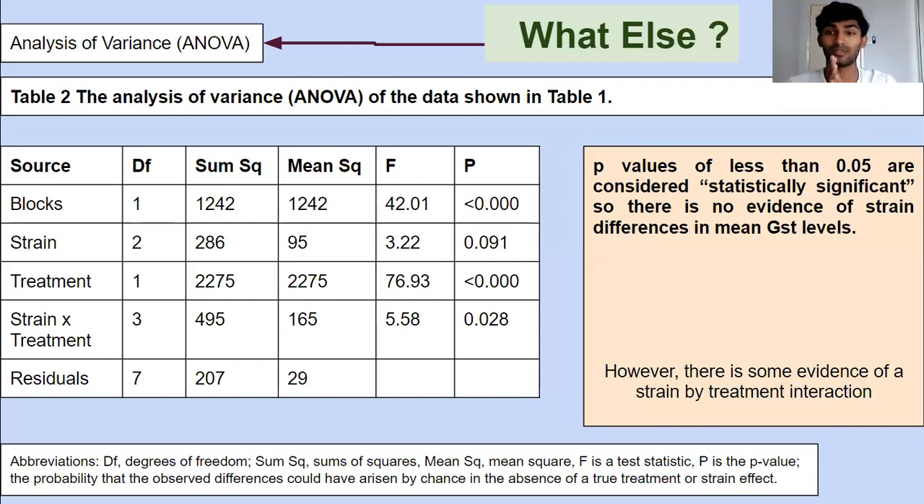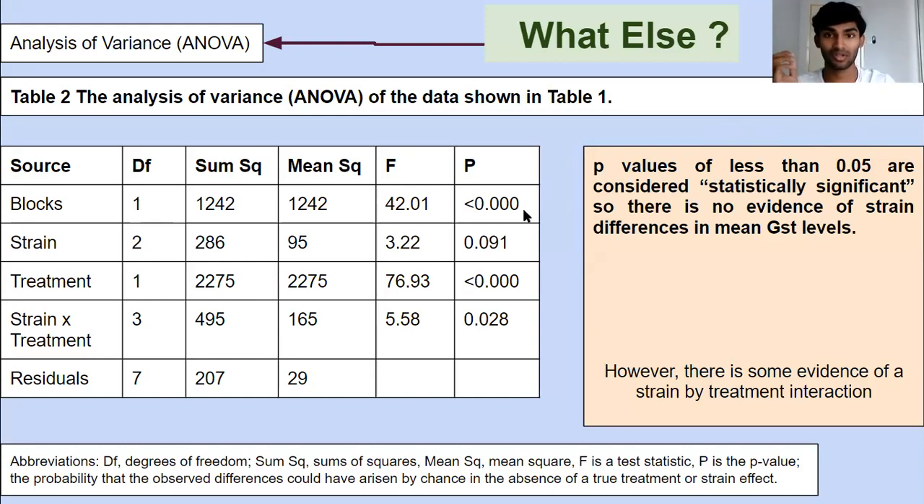We know that p-values of less than 0.05 are considered statistically significant, so there is no evidence of strain differences in mean GST levels. However, there is some evidence of a strain by treatment interaction. So if we look at table 2 here, we can see that the p-value for blocks, right over here, is less than 0.05, which means they are statistically significant between both the blocks.